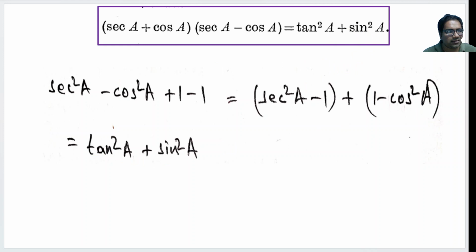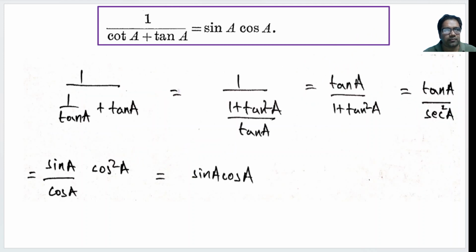Let us do one more. 1 by cot A plus tan A equals sin A cos A. This is what we have to prove. Cot A and tan A, we have to get in sin A and cos A format. What is cot A? 1 by tan A, right? This denominator will become 1 by tan A plus tan A. If we multiply, we can write it as 1 plus tan square A by tan A. This tan A we can take to the numerator, so this becomes tan A by 1 plus tan square A.